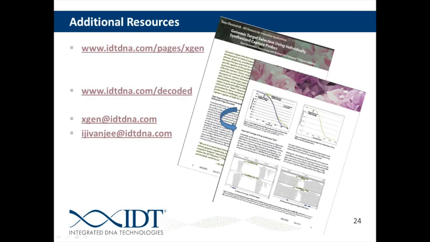And I would just like to add, we can also assist customers directly too, if they have questions regarding repeat masking. And who would they email? Would they email technical support for that? They would email xgen@idtdna.com.